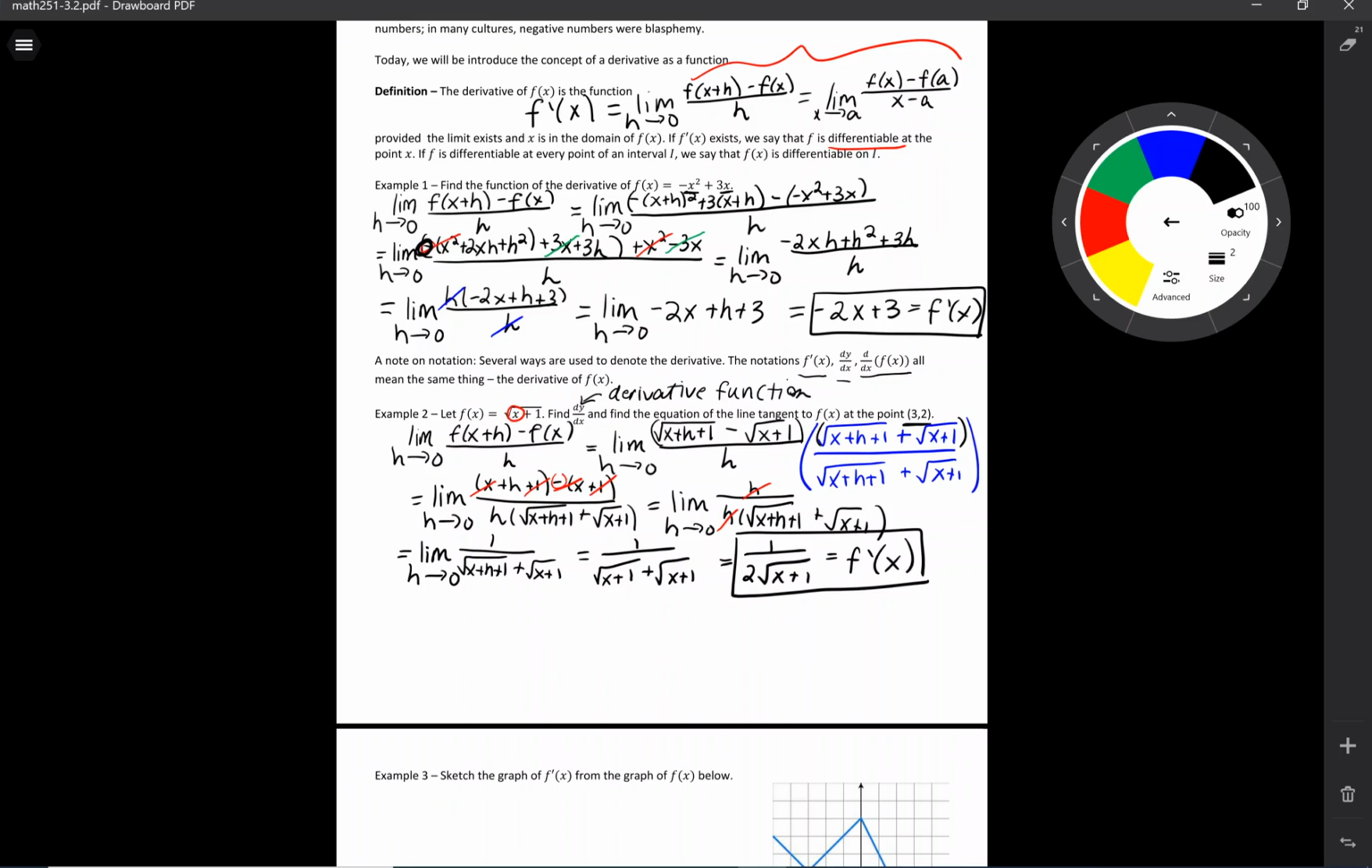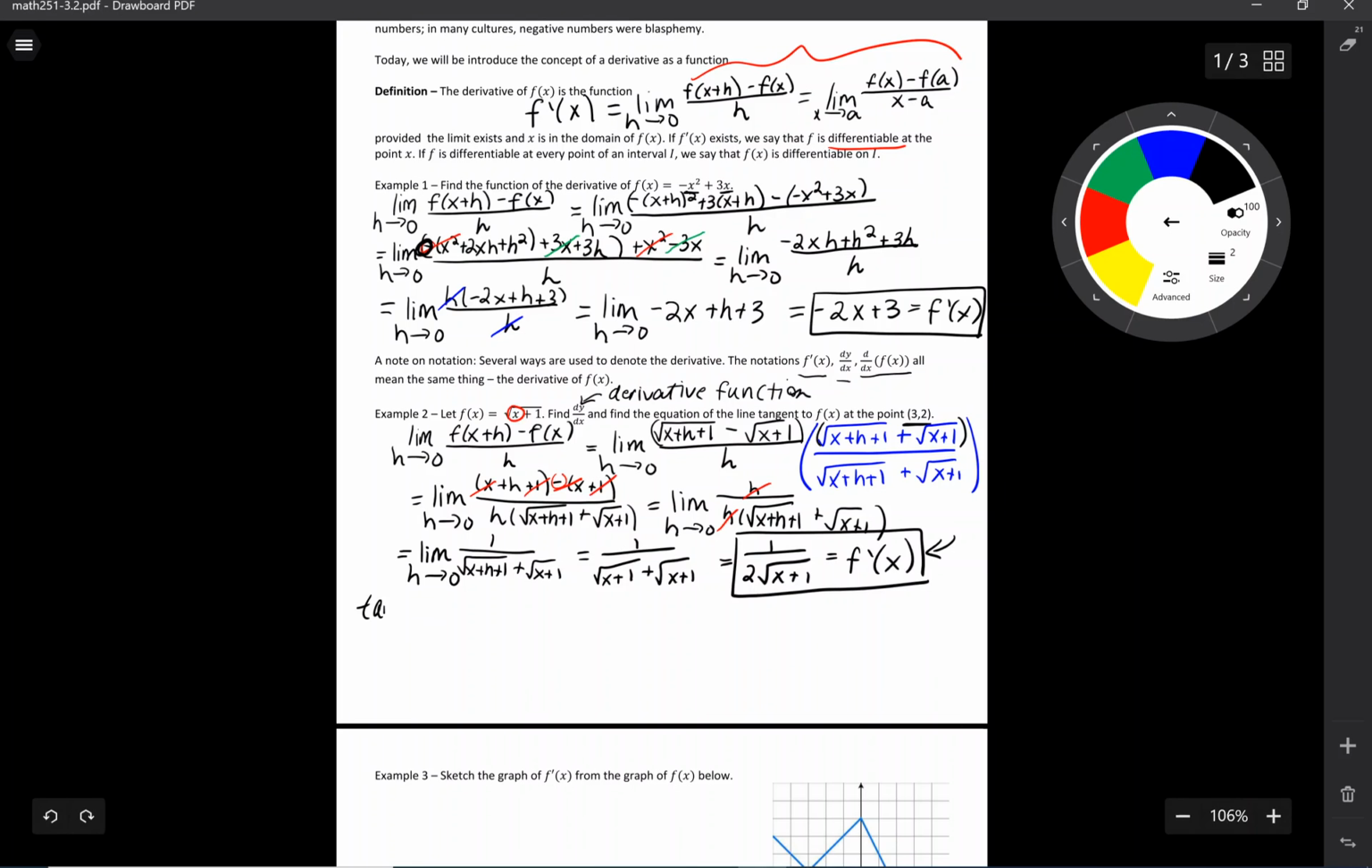Now I want to use this function to find the equation of the line tangent to our original function at the point 3, 2. So I know that this function right here gives me the slope. So now to find the slope at a point, I simply plug in that x value.